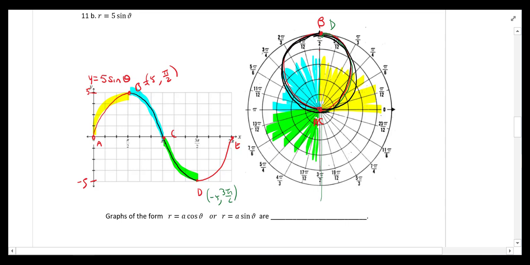So I want you to realize that graphs of these forms, where r equals some value a times cos theta or a times sine theta, the shapes you get are circles. Okay? And once again, you can use your graphing calculator to check that for you. All right.